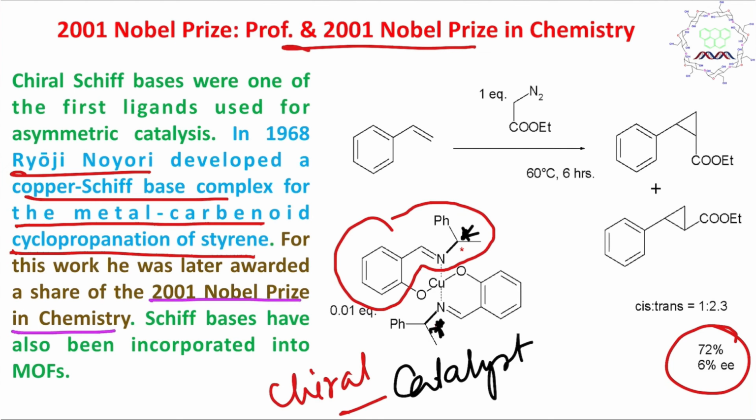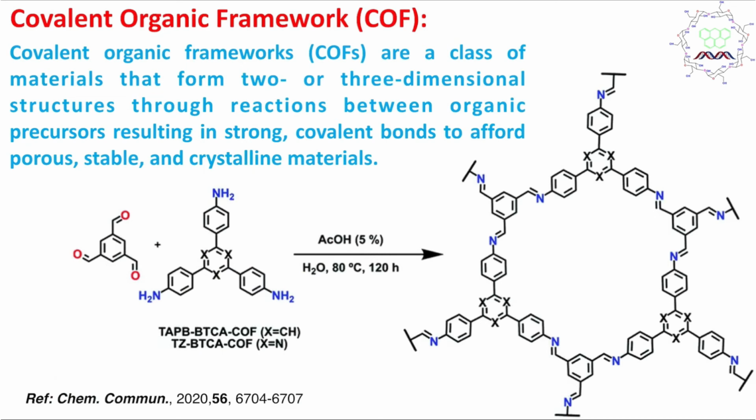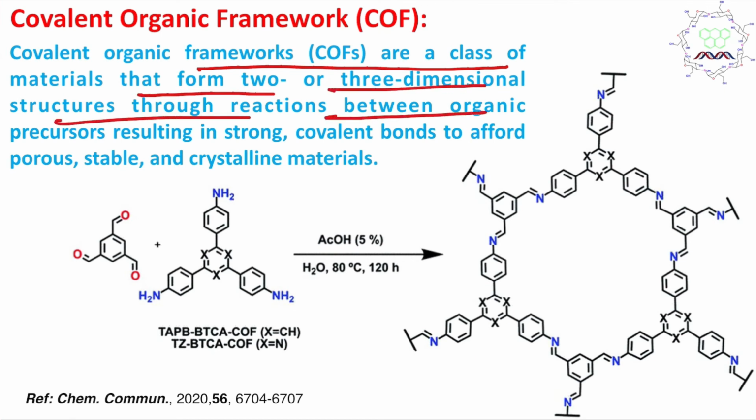And remember, this Schiff base is also used in metal organic frameworks or MOFs, but I will not explain that in this video, it will be too long. But let's discuss another very important thing, that is covalent organic framework preparation using Schiff base. These covalent organic frameworks are a class of material that can form two-dimensional or three-dimensional structures through the reaction between the organic precursors, resulting in strong covalent bonds to afford porous, stable, crystalline material.